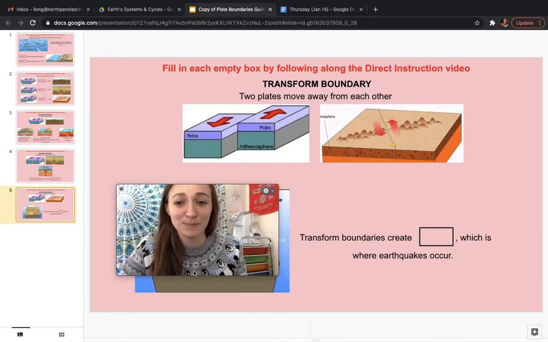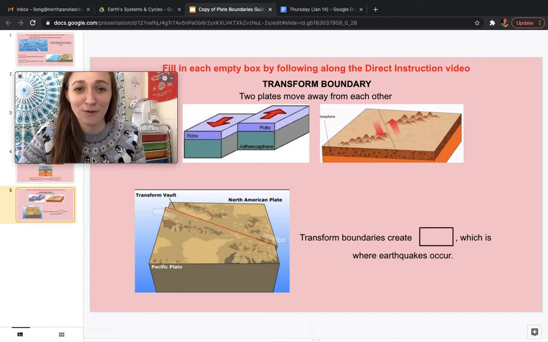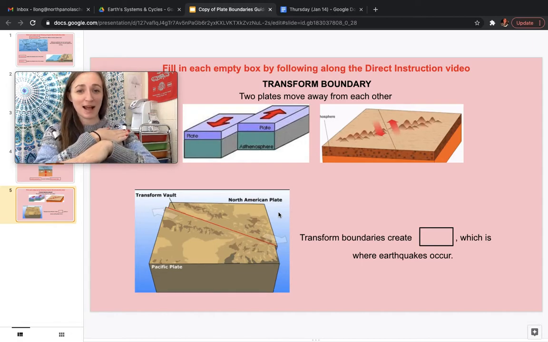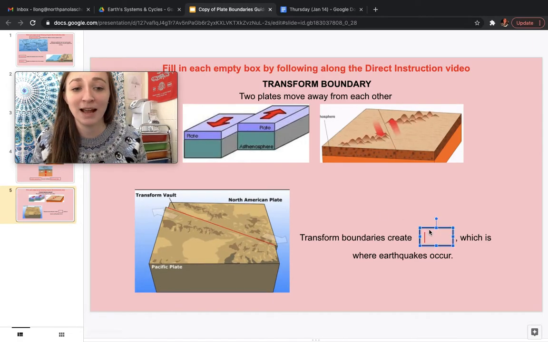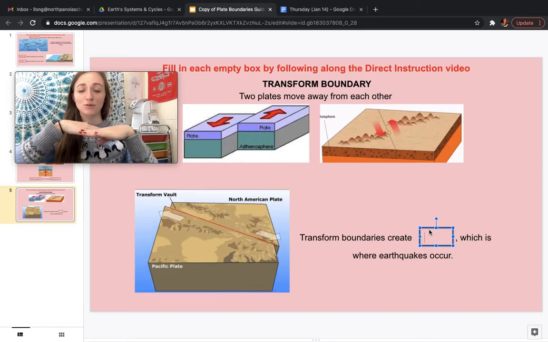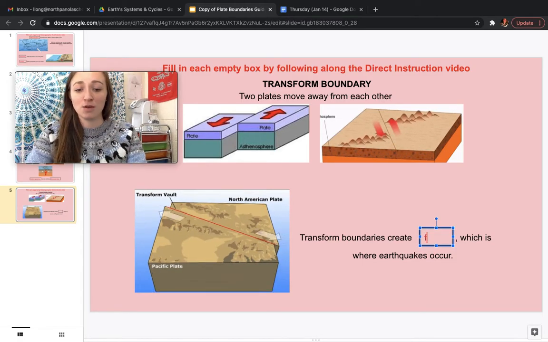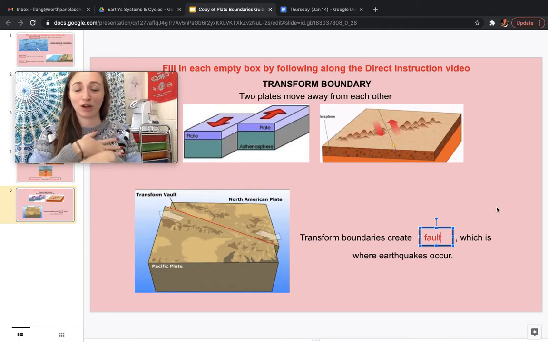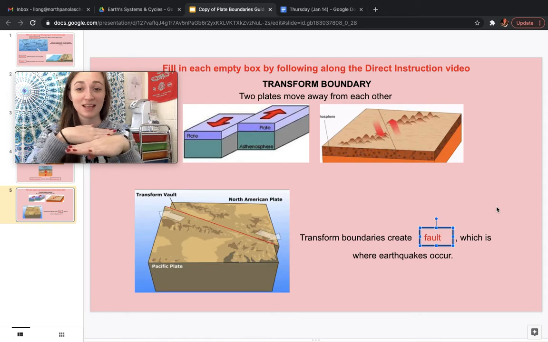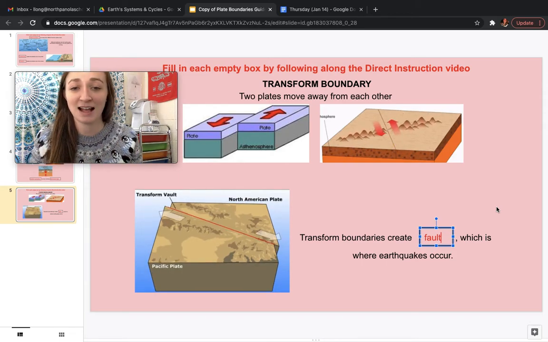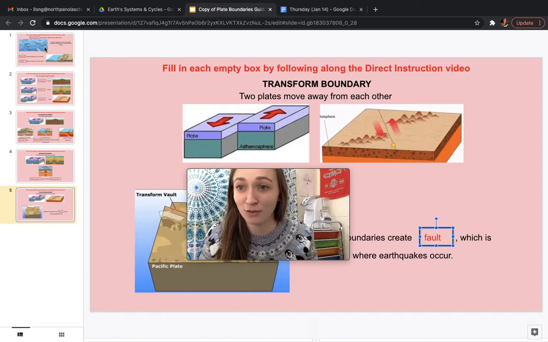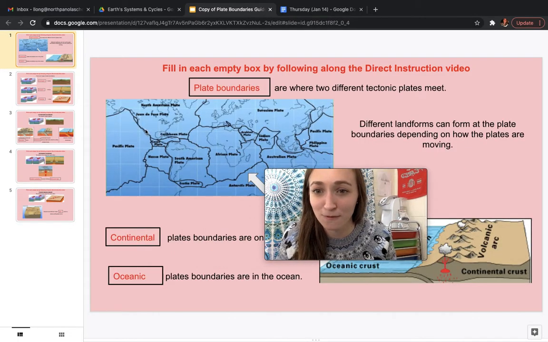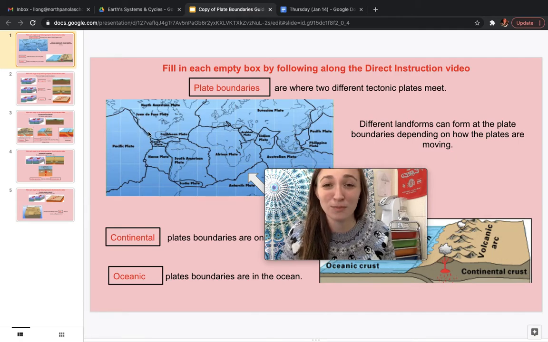Last but definitely not least, we have our transform boundary. That's when two plates are sliding past each other. What's going to happen at transform boundaries is those two plates sliding is going to create what's called a fault or a fault line. Where those fault lines are is where you get earthquakes. When they move suddenly, that's when an earthquake happens, at that fault line. A lot of earthquakes happen in California because they are sitting right on top of a transform boundary, so they are constantly getting earthquakes.